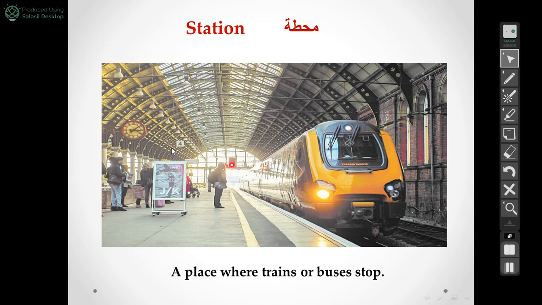This is a station. Repeat after me. Station. Station means محطة. The meaning of a station: a place where trains or buses stop. مكان حيث القطار أو الباص يقف. Okay, repeat after me. Station.